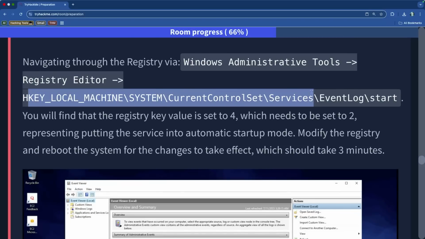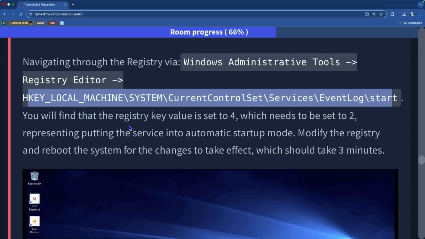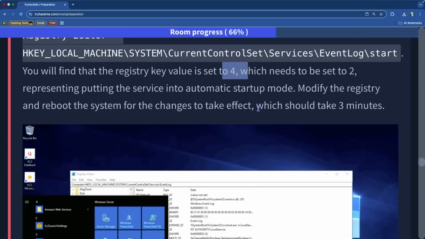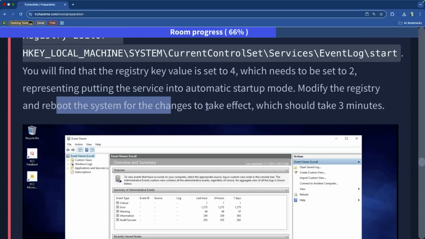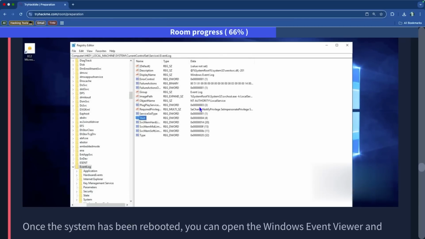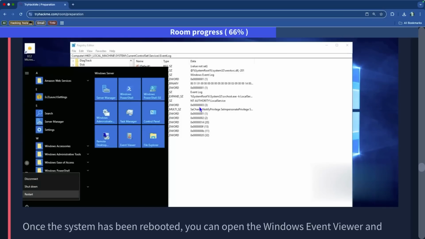And you'll find that the registry key is set to 4, which needs to be set to 2, representing putting the service into automatic startup mode. Modify the registry and reboot the system for the changes to take effect, which should take approximately 3 minutes. So rebooting the system, I'm assuming we would be doing that within the system.